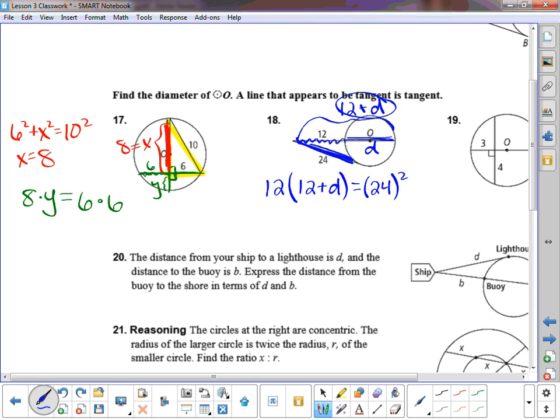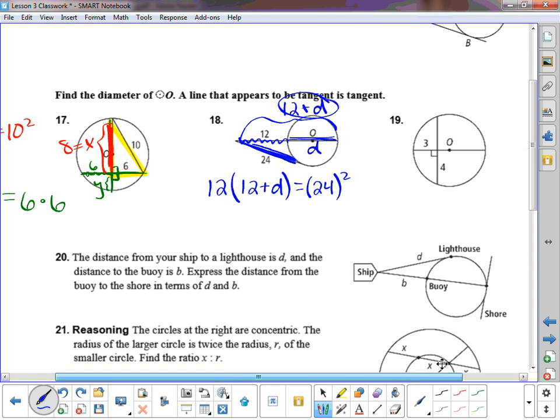I have a question. Can you tell me what the diameter of 17 is? Because I want to see if I'm right. What did you get? We have different answers. We'll look at it in just a second. Alright, are we good with the setup for 18?